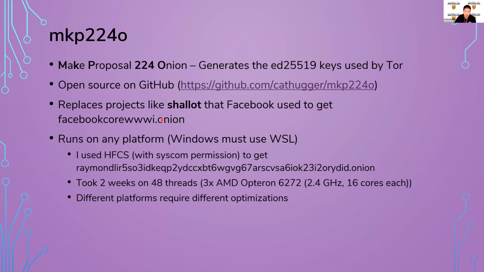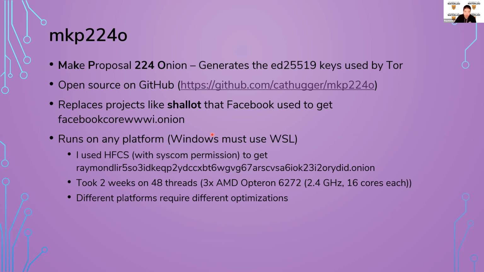Facebook used something called Shallot to get a Tor v2 domain, a vanity URL or vanity domain. That was facebookcorewwwi.onion. They reversed the acronym, and then they marketed it as Facebook's core World Wide Web infrastructure, but it was basically BS. They put the filter "facebook" into the program called Shallot, and they got their onion domain.